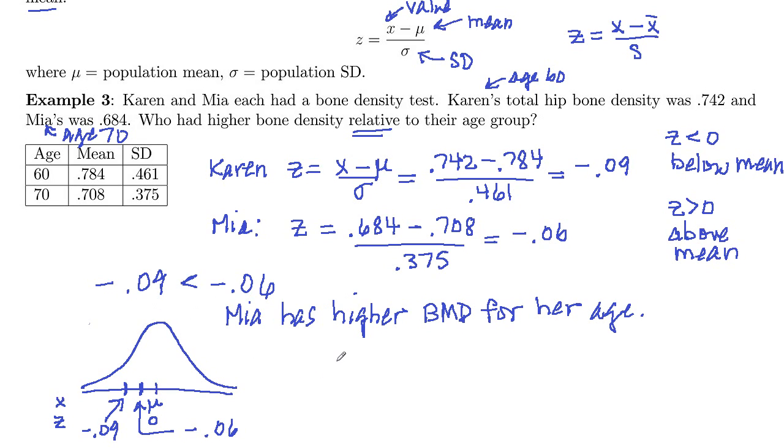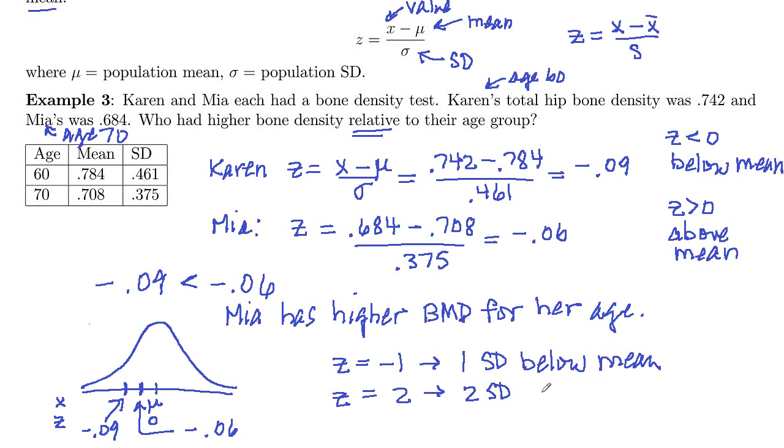So for example, a z-score of -1 means that your data value is 1 standard deviation below the mean. And if you had a z-score of 2, that implies that your data value is 2 standard deviations above the mean. Remember, positive above, negative below.